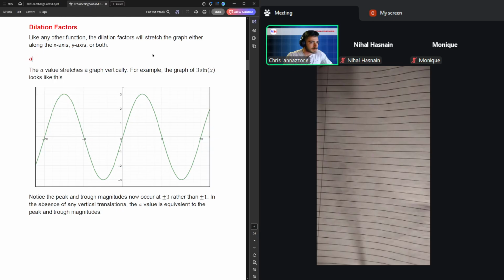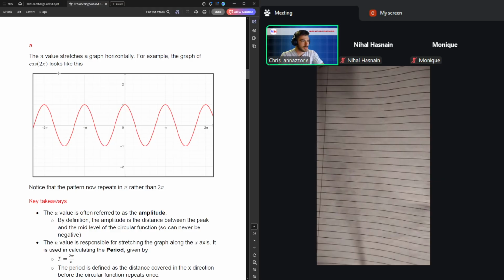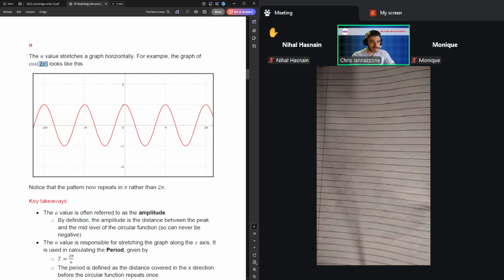As for how we start changing things, first we'll look at the dilation factors. So again, I mentioned the a here, right? A term at the front of the circular function. It's a y dilation. It's a dilation factor from the x or along the y. And so essentially we're just stretching the entire thing in the y direction. This number says 3, so it's now going to be plus and minus 3. The n value is a dilation factor to go.